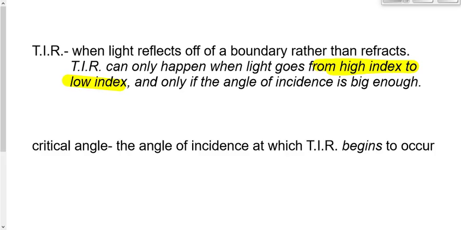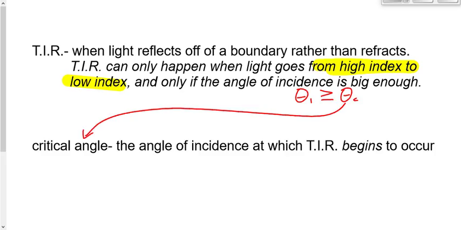In other words, if theta 1 is greater than or equal to theta c. Theta c, the critical angle, is the angle at which total internal reflection begins to occur. Anything below that, it refracts. Anything above that, it reflects.